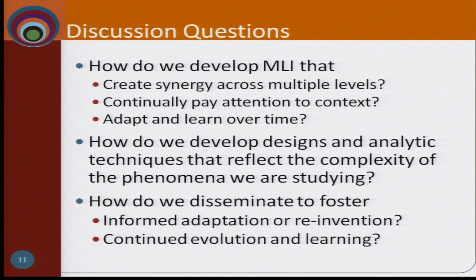I'm going to close with discussion questions that we hope you'll consider in your groups. First is the question of how do we develop multi-level interventions that create synergy across these multiple levels, where the whole is greater than the sum of the parts, that continually pay attention to context and that adapt and learn over time. And another way of seeing this is how do we develop designs and analytic techniques that reflect the complexity of the phenomena we're trying to study and trying to influence. And then how do we disseminate to foster informed adaptation or reinvention in local context and continued evolution and learning? Thank you.